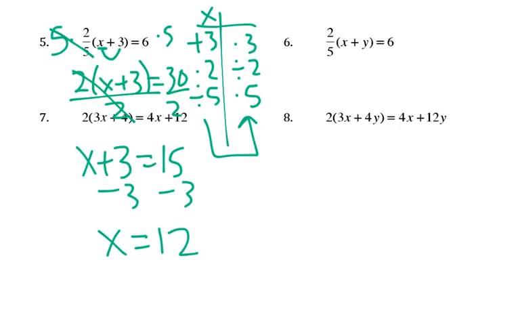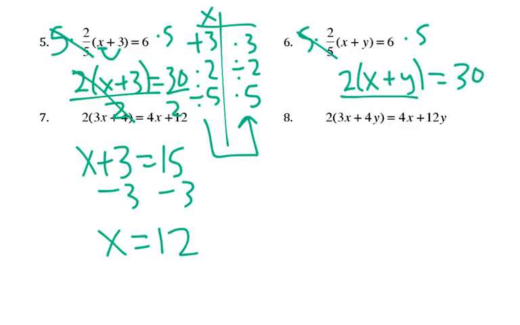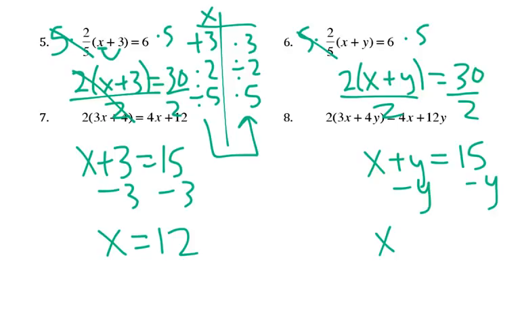On the right side, I can do the same thing. I can times both sides by 5, and notice it'll start out looking the same. 2 times x plus y equals 30. Divide by 2. I get x plus y equals 15. Then subtract by y, and we get x equals 15 minus y.